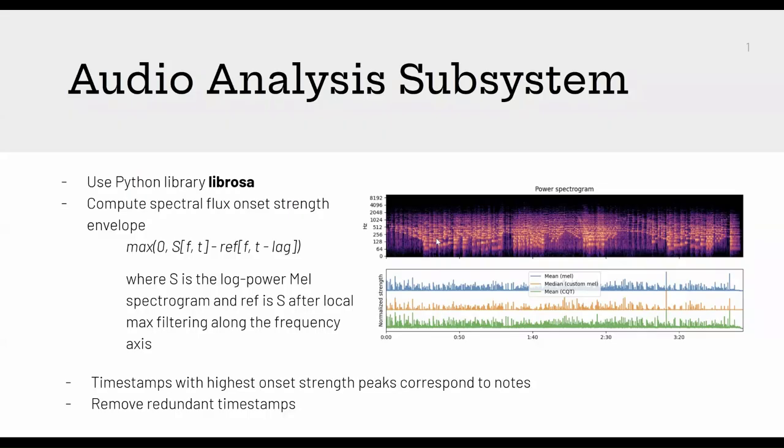The audio analysis subsystem of the project detects the rhythm of the uploaded songs in order to determine when the tiles in the game should fall. We implemented the rhythm detection using a library called librosa. First, we compute the spectral flux onset strength envelope, as you can see in the bottom figure on the right. Then we select the timestamps with the highest onset strengths, as those will correspond with the start of notes.